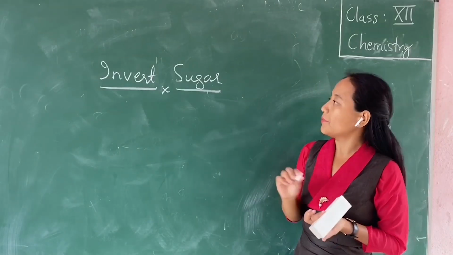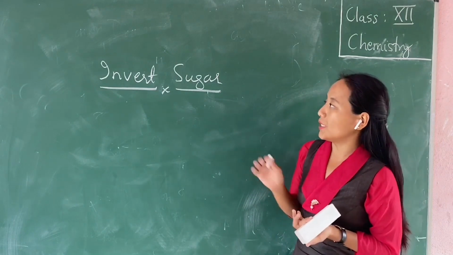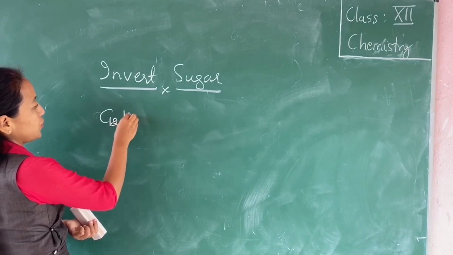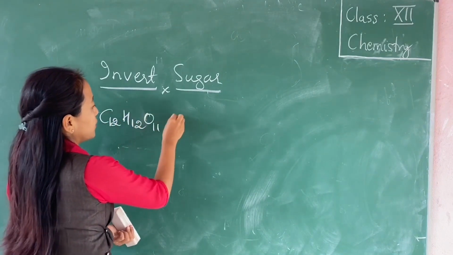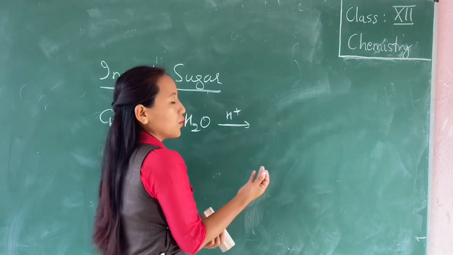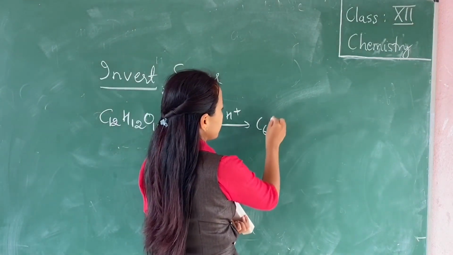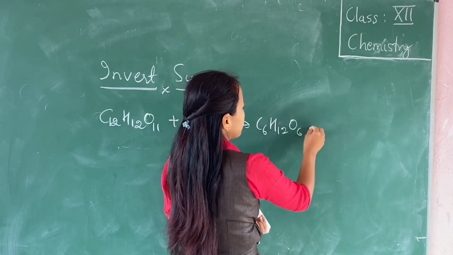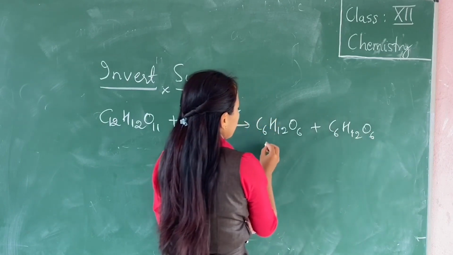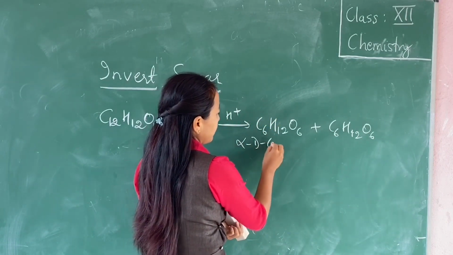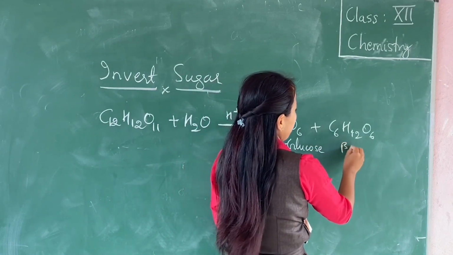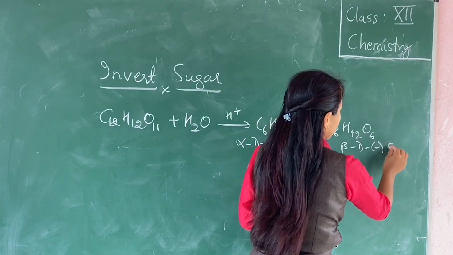One of the important terms that you need to understand under sucrose is invert sugar. Now, sucrose, C12H22O11, on hydrolysis produces a mixture of glucose and fructose, that is C6H12O6 plus C6H12O6. You get alpha D plus glucose and you get beta D minus fructose.